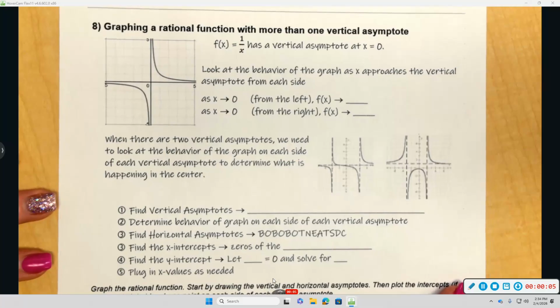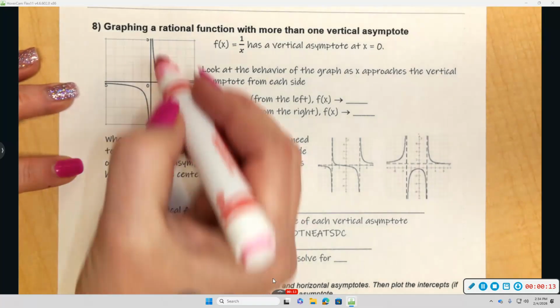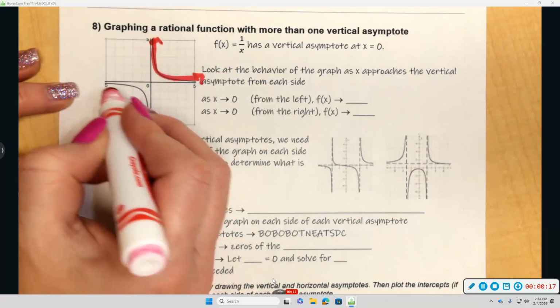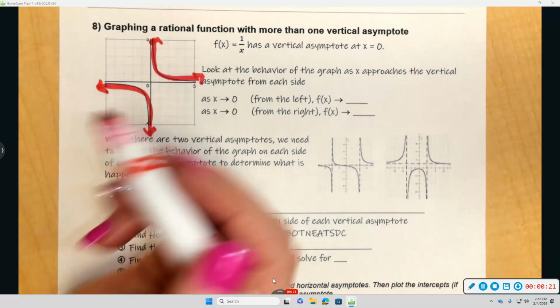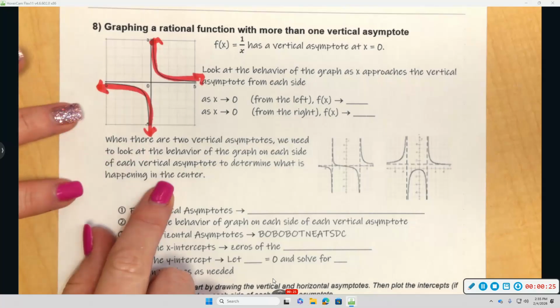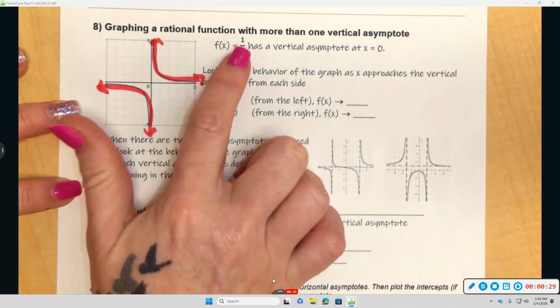We're going to look at graphing a rational function with more than one vertical asymptote. What you see here in this picture is the graph of 1 over x. If you think about it, that has a vertical asymptote at x equals 0 and a horizontal asymptote at y equals 0, right? Because it's bigger on bottom.